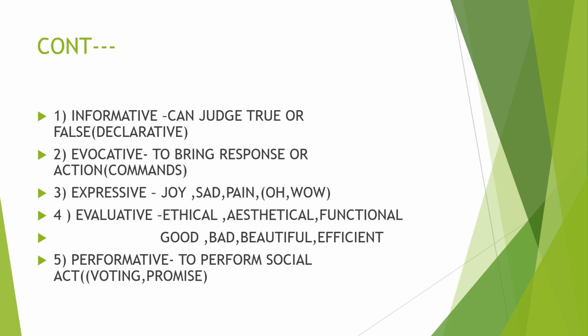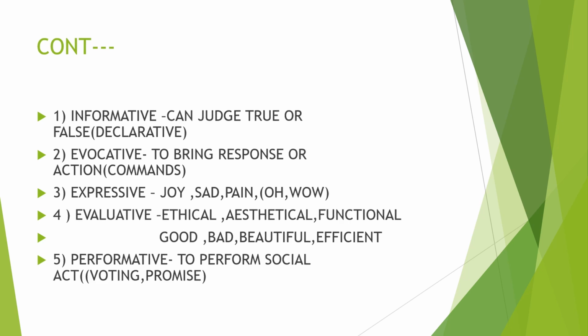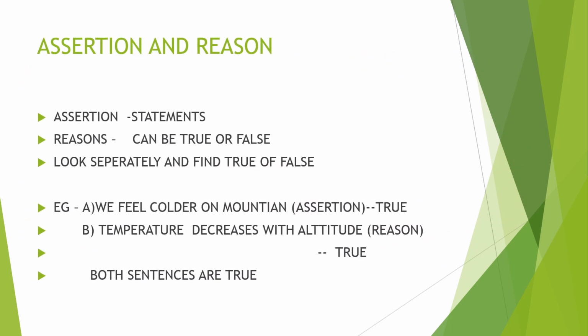Okay. Next is assertion and reason. Usually in the question paper, they will give 2 or 3 assertions and reasons, and they will give 4 options: whether 1 follows, 2 follows, 3 follows, or 4 follows. Like that, they will give 4 options, and you have to write the answer. Whether it is true or false, whether the assertion is true and the reason is false. Like that, they will ask the question.